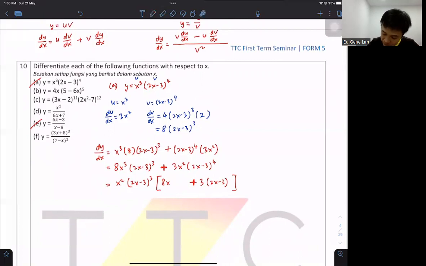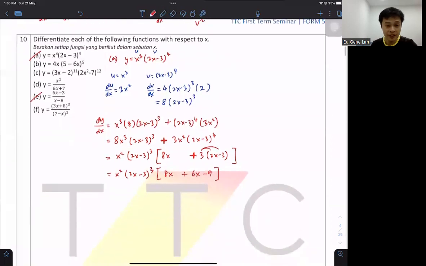You just put a plus in the middle first. Then you look at the left hand side, see what you take out. Then you look at the right hand side, see what you take out. Then it becomes like this. Then last, you just do a bit of calculation. 8x plus this one expand, so 6x minus 9. Then 8x plus 6x, 14x. Yeah, that's the answer.